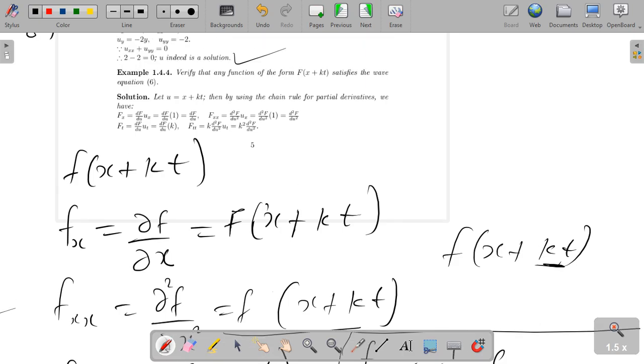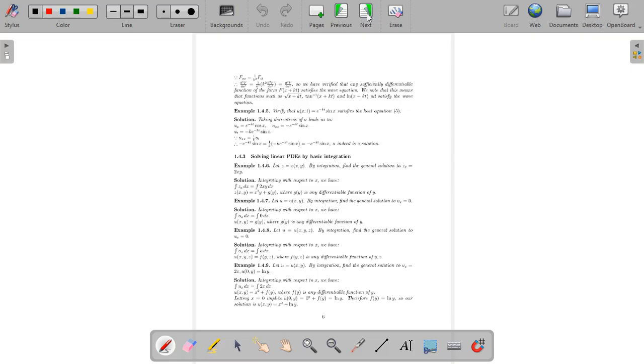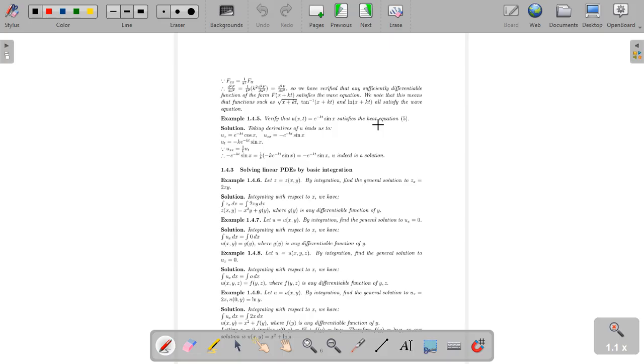Next. So on the next page, what do we have? What page is this? Page 6. Okay. So on the next page, we're asked to verify if this satisfies the heat equation. So let me increase.